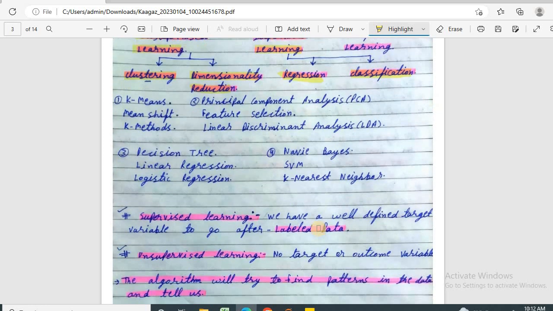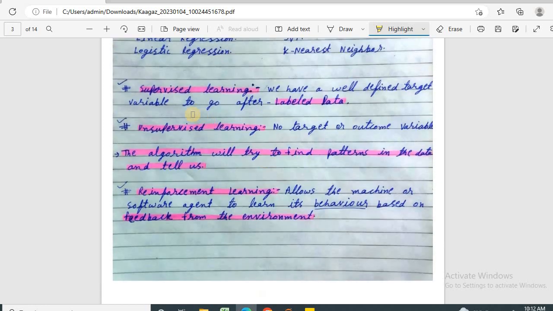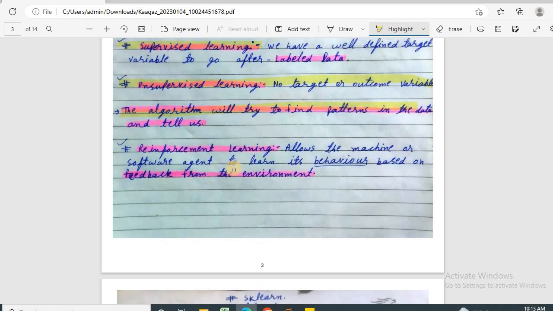Now let's discuss what supervised learning is. We have a well defined target variable to go after, known as labeled data. That is supervised learning. Now, what is unsupervised learning? No target or outcome variable is present. The algorithm will try to find patterns in the data and tell us. That is unsupervised learning. And now, what is reinforcement learning, guys?